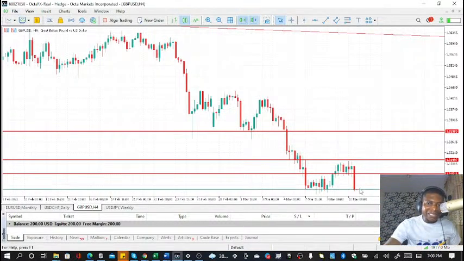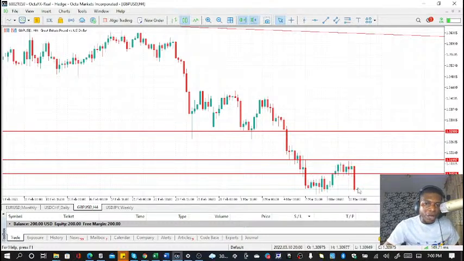Trader A can decide to start shorting from here. Trader B can decide to wait for a pullback because this is a breakout candle. This is an engulfing candle. So trader B might wait for a pullback to this level, right, to sell.